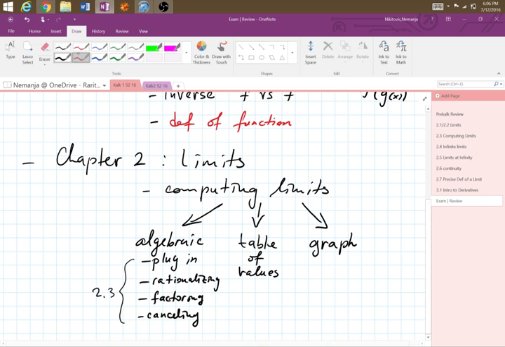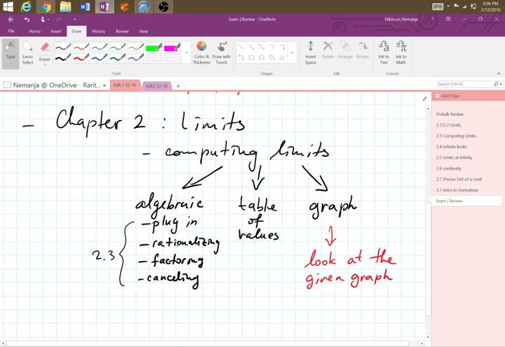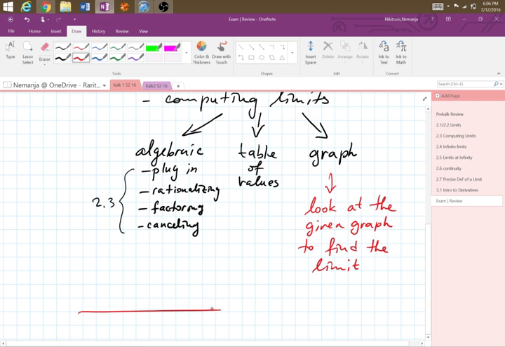Now, as an offshoot of this, I will say, look at the given graph to find the limit. That is that situation we had when you have that elaborate graph that does things, right? And then you look at it. We'll take a look at the example if you have questions on it.